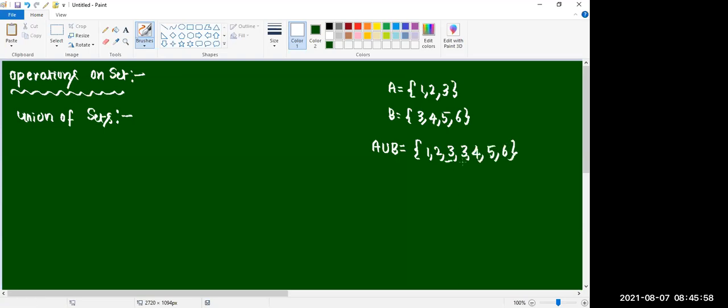But if repeated terms are there, what should we do? Repeat only one time. Only one time we should write. Okay? 1, 2, 3, 4, 5, 6 is the answer. No need of writing this one, directly we can write the answer.